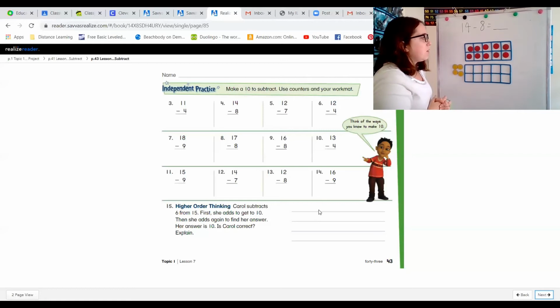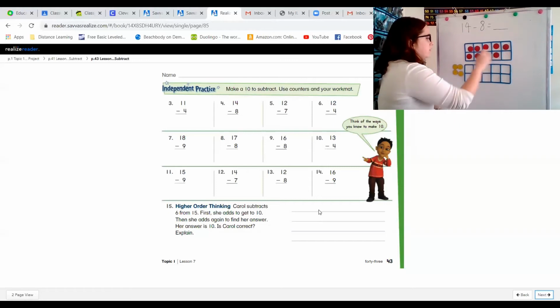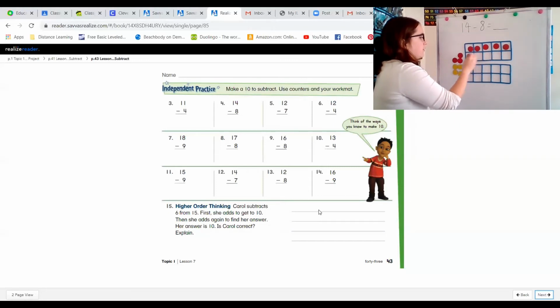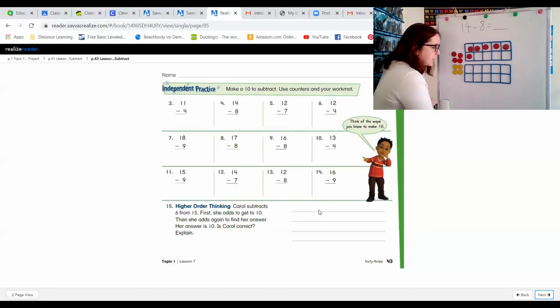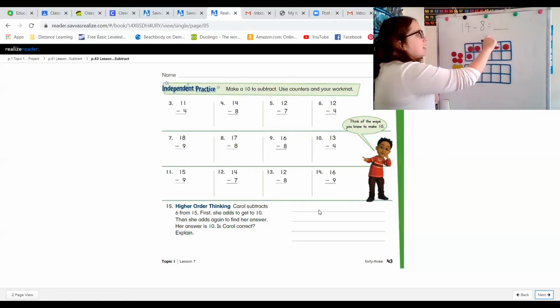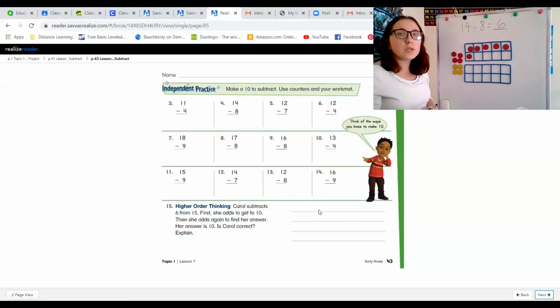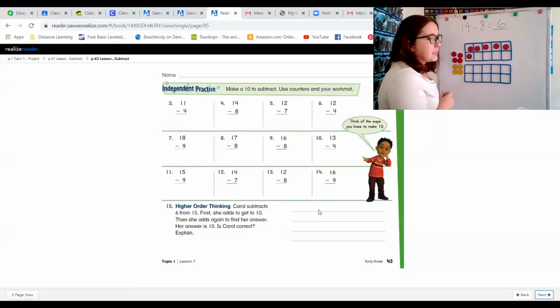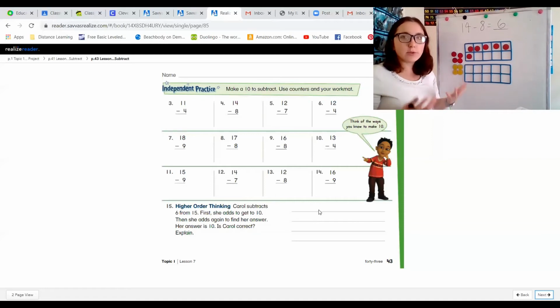Okay. And now I know that 4 plus 4 equals 8. So I need to take away 4 more counters. 1, 2, 3, 4. Notice I subtracted 8 counters. 1, 2, 3, 4, 5, 6, 7, 8. So how many counters do I have left? I have 5, 6. I have 6 counters left, which means my answer, my difference to 14 minus 8 is 6. So we did one problem by adding to get to 10 first, and we did one problem by subtracting to get to 10 first. Remember, you can do it either way, okay?